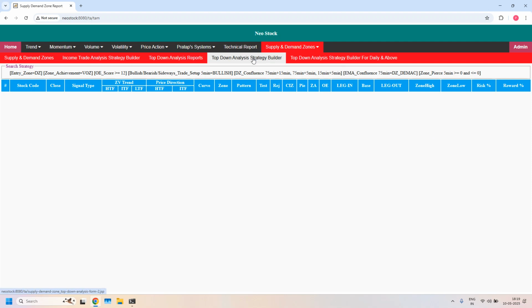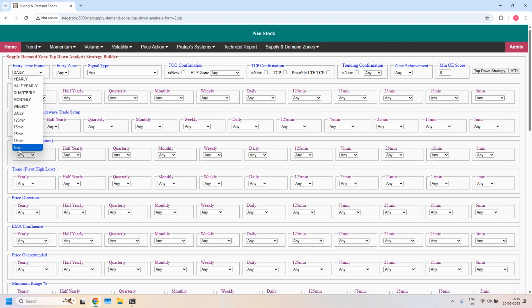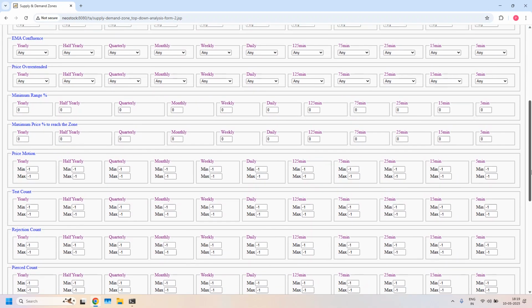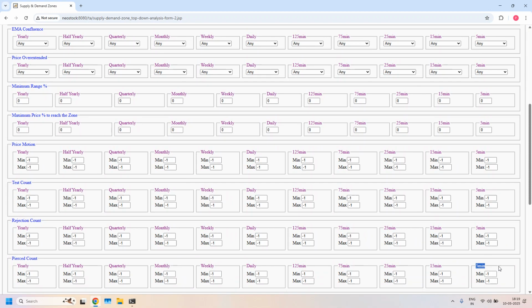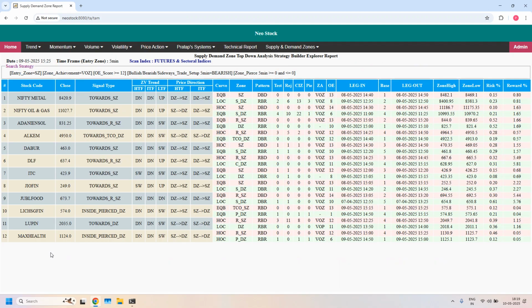Next, bearish trade setup for hourly income trade, entry time frame 5 minutes, entry zone, supply zone. In bullish or bearish or sideways trade setup at 5 minutes, I am selecting bearish. Zone achievement violated opposing zone, minimum odd enhancer score 12, and also this 5 minute supply zone should not be pierced. So in the pierced count at 5 minutes time frame, minimum value 0, maximum value 0. With these filters, we got 12 stocks supporting bearish trade setup for hourly income trade.